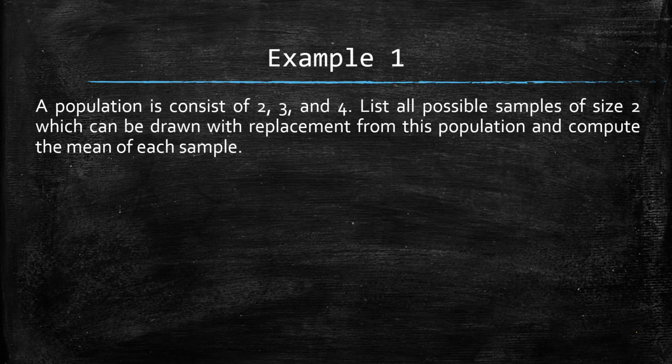Let us have an example. A population consists of 2, 3, and 4. List all possible samples of size 2 which can be drawn with replacement from this population and compute the mean of each sample. Before we start listing all possible samples of size 2 which can be drawn with replacement, let's determine the number of all possible samples. How are we going to do that?